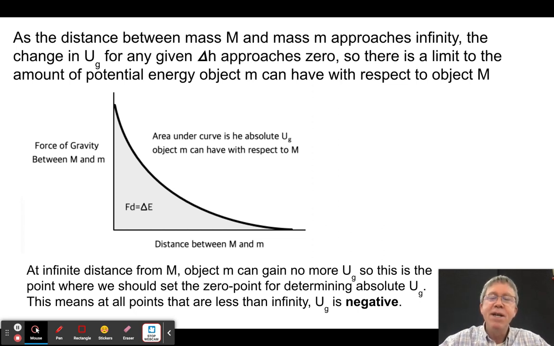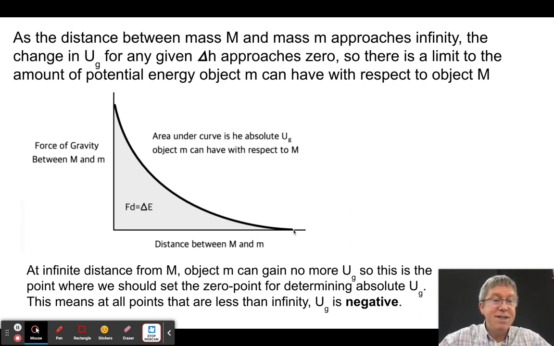Let's try that again. So this graph here shows force versus distance, and work is force times distance. So if I multiply these together, I get the area under the curve. So in other words, if I integrate this, what I'm going to end up getting is the change in energy. The total amount of energy the object gets by being lifted against gravity can be found by finding the area under this curve. All right.